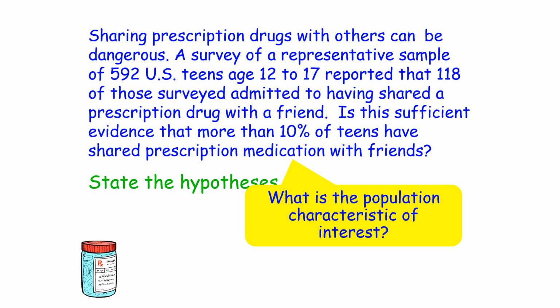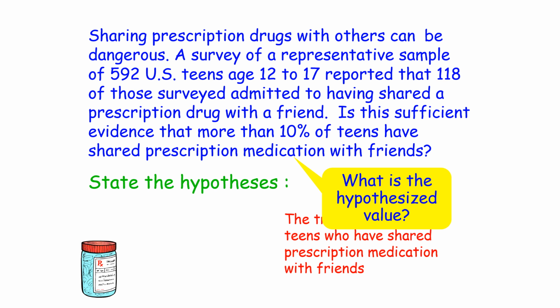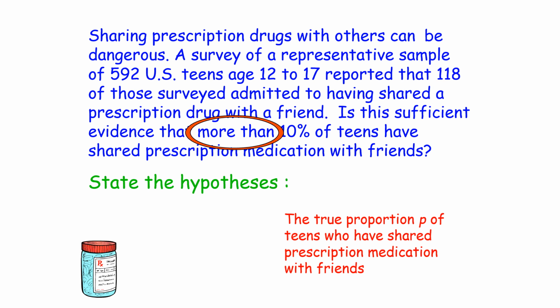So we need to ask ourselves, what is the population characteristic of interest? And it's the true proportion p of teens who have shared prescription medication with friends. So what is the hypothesized value? It's the 10% or 0.1. So what words indicate the direction of the alternative hypothesis? It's the words more than. So our H sub naught will be p is equal to 0.1, and our H sub A will be that p is greater than 0.1.